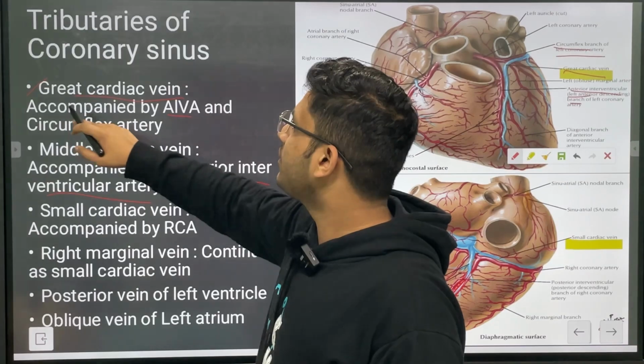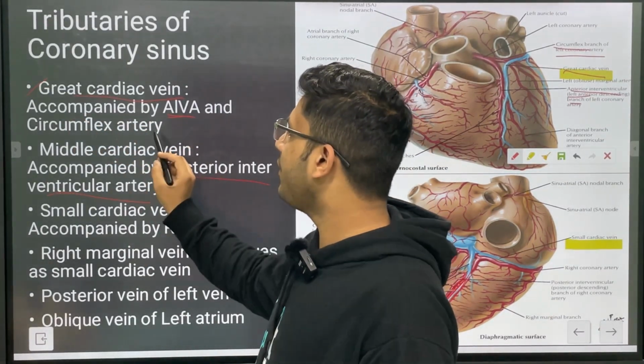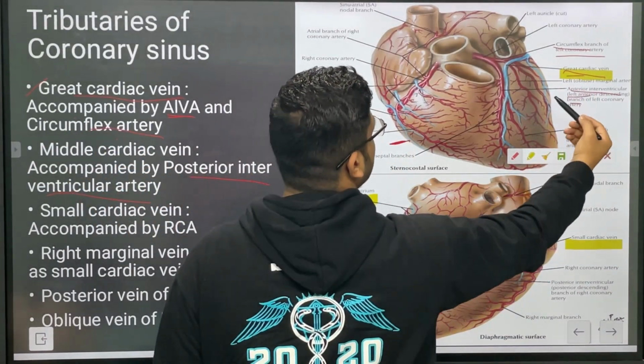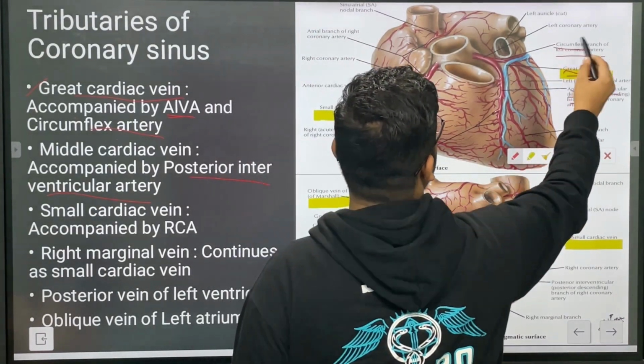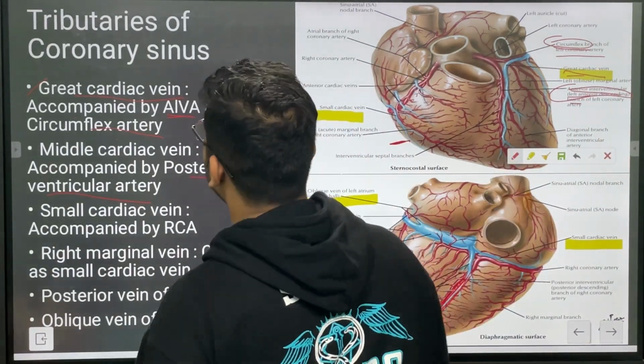The first tributary is the great cardiac vein. Great cardiac vein is accompanied by the anterior interventricular artery or the circumflex artery. This is your great cardiac vein, and this is your anterior interventricular artery, and this is the circumflex branch of the left coronary artery. Circumflex branch and anterior interventricular branch, both are the branches of the left coronary artery.